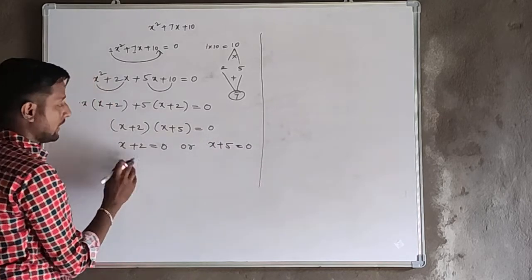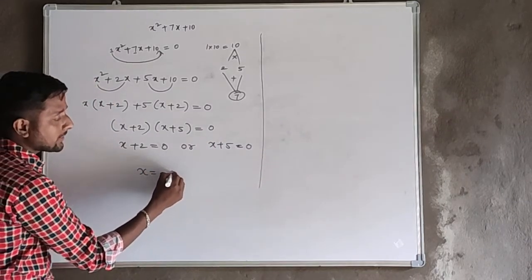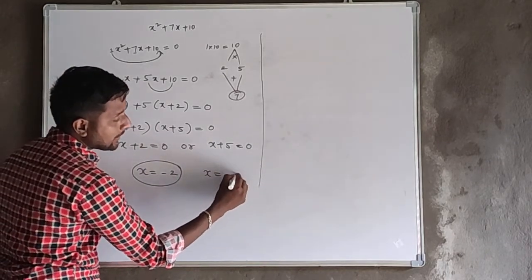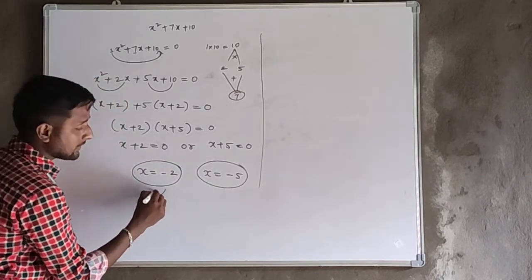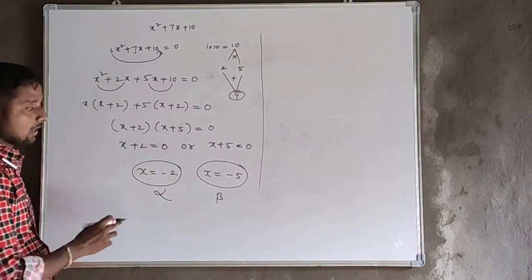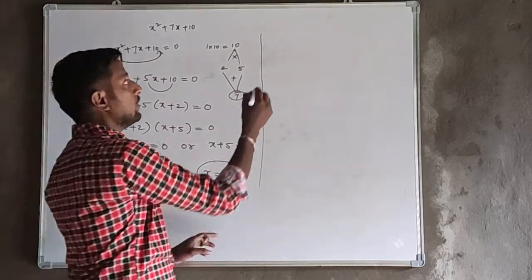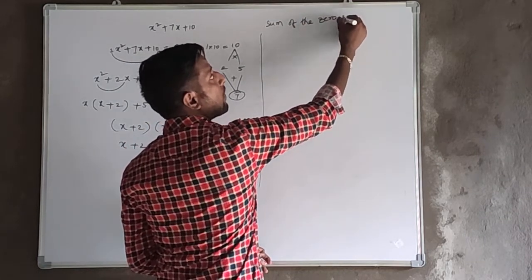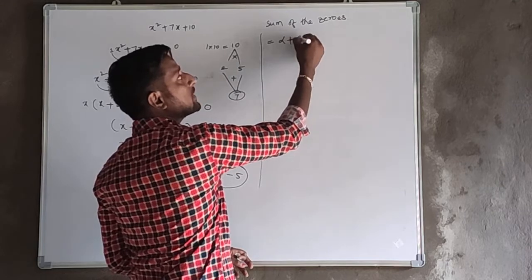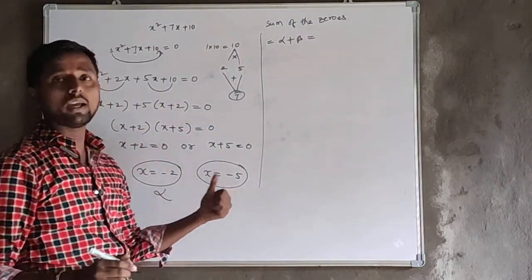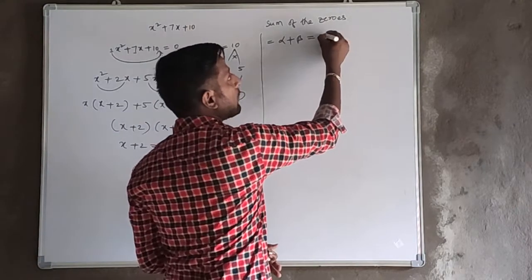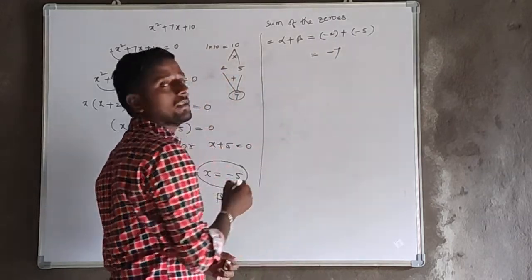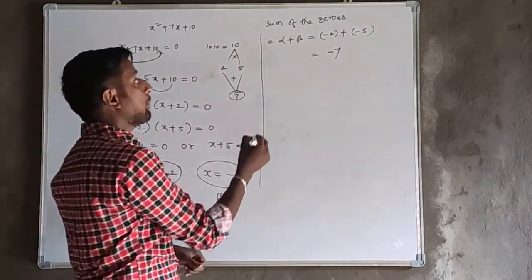x plus 2 equals 0, that is nothing but x equals minus 2. x plus 5 equals 0, that is nothing but x equals minus 5. So this is alpha, this is beta. Correct? Now the sum of the zeros, that is alpha plus beta. That means minus 2 minus 5. Both are negative numbers, no? So minus 2 plus minus 5, answer is minus 7. Next, the product of the zeros.